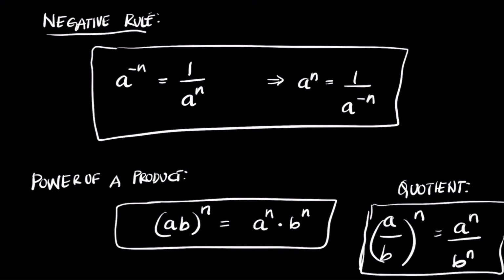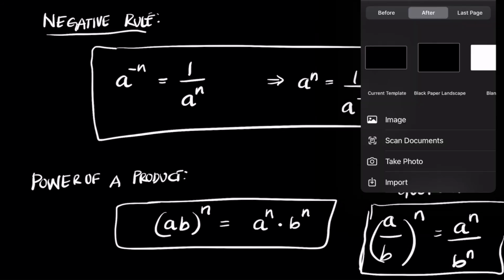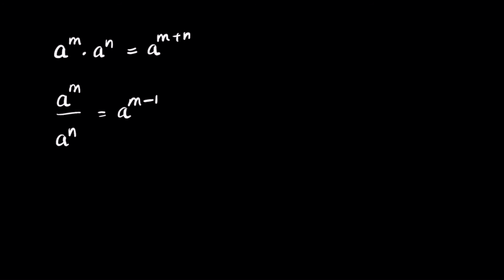So with that we completed all of the rules. Let me write all of them in a single page. First is the product rule, a to the power m into a to the power n is equal to a to the power m plus n. The next rule is a to the power m by a to the power n is equal to a to the power m minus n.